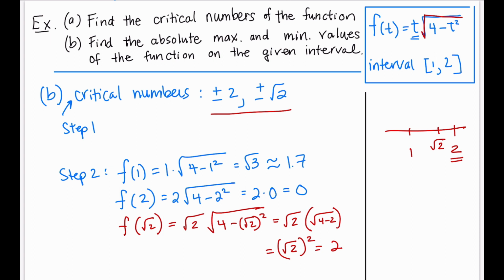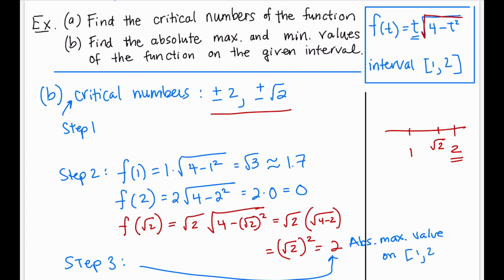So for step 3 of the closed interval method, it immediately tells us that this is our absolute max on the interval 1, 2, and our absolute minimum is 0. So f of 2 equals 0 is our absolute minimum, and f of root 2, where root 2 is approximately 1.4, gives the absolute maximum.